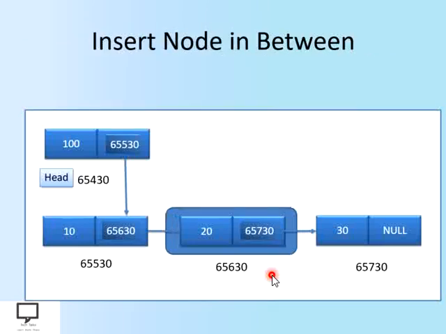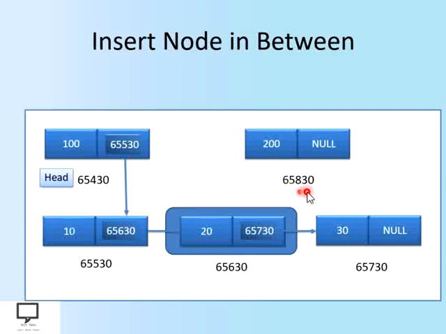So now first of all let's create a node. Now I have created a node, and I have assigned an address to it. The address is allotted to that particular node. For its information part, let's assume I am inserting node 200 after 20, and initially we have to initialize the next field to null.